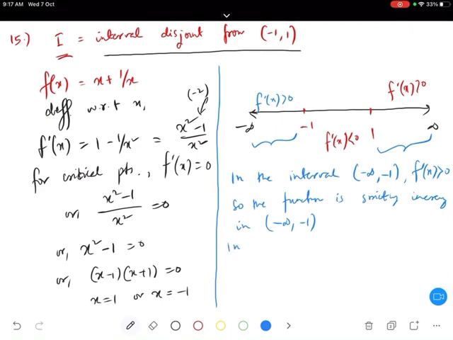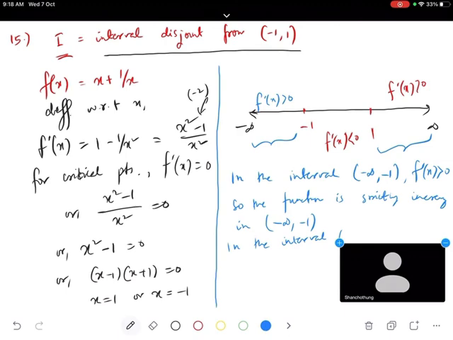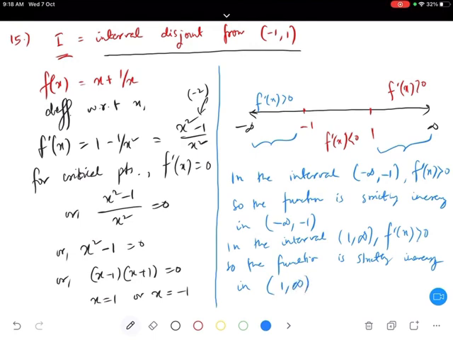And then write in the interval 1 to infinity, f dash x is greater than 0. So the function is strictly increasing in 1 to infinity. So in these two intervals, we see that the function is strictly increasing.